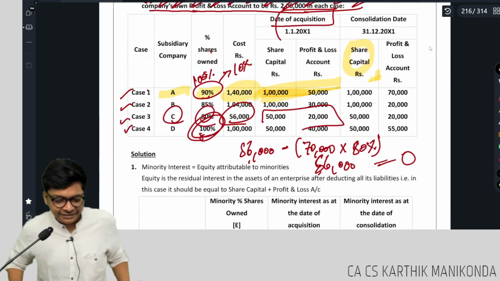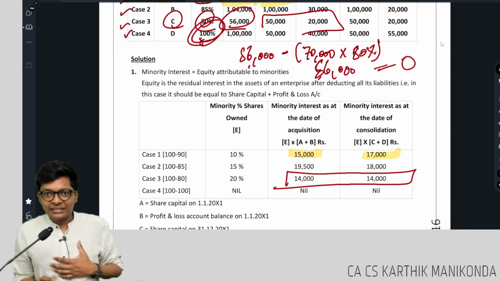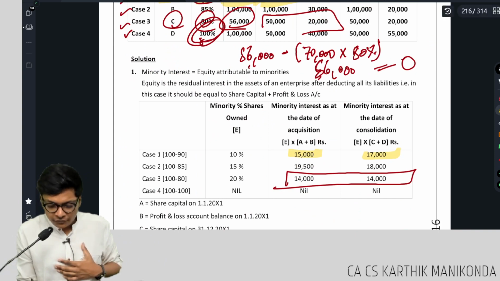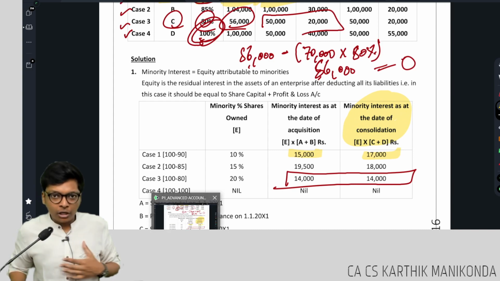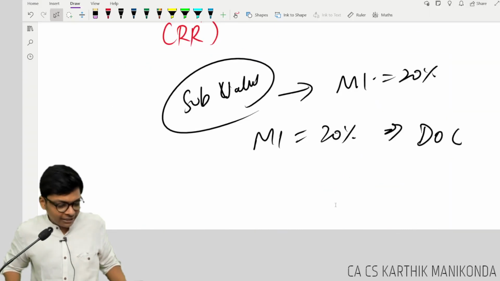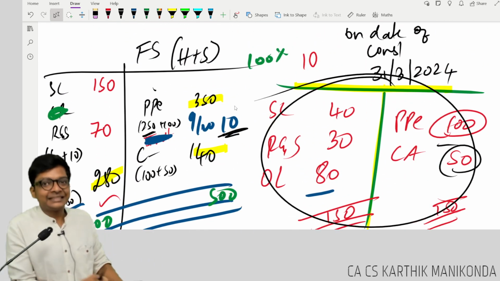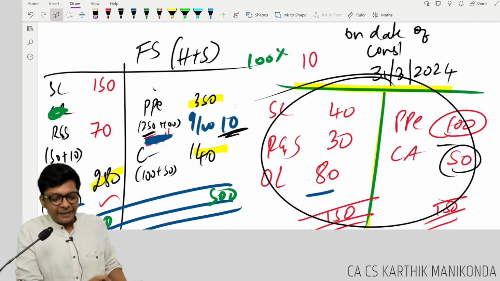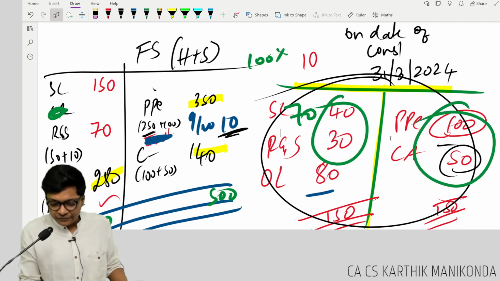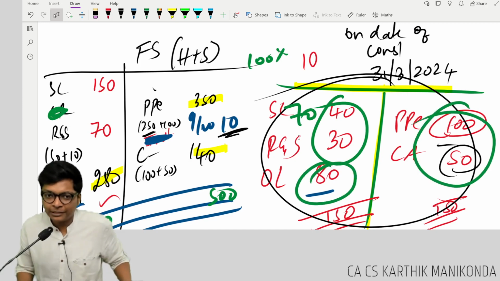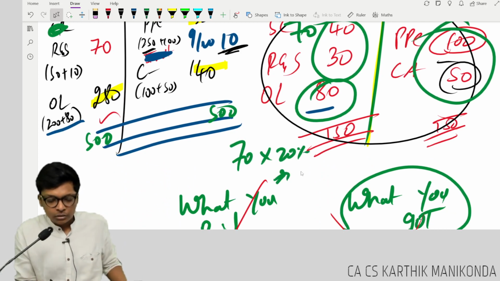You remember this, guys, this sum? Illustration 1 for computing minority. We discussed in the last class, minority should always be on the date of consolidation, because what belongs to minority? What belongs to minority is what is available with the minority on this day. So on this day, what is my net assets, sir? 70, correct? Or 100 plus 50 minus 80. 150 minus 80 is how much? 70. In that 70, what belongs to them, 20%, is 14.